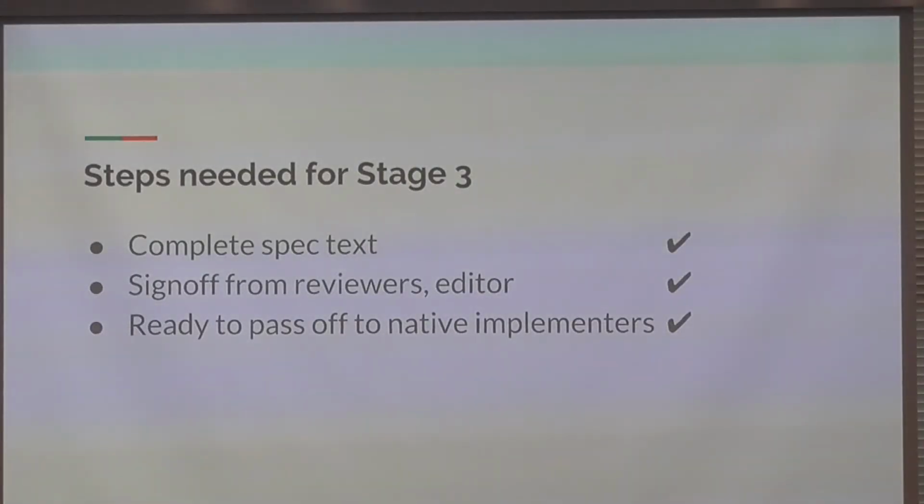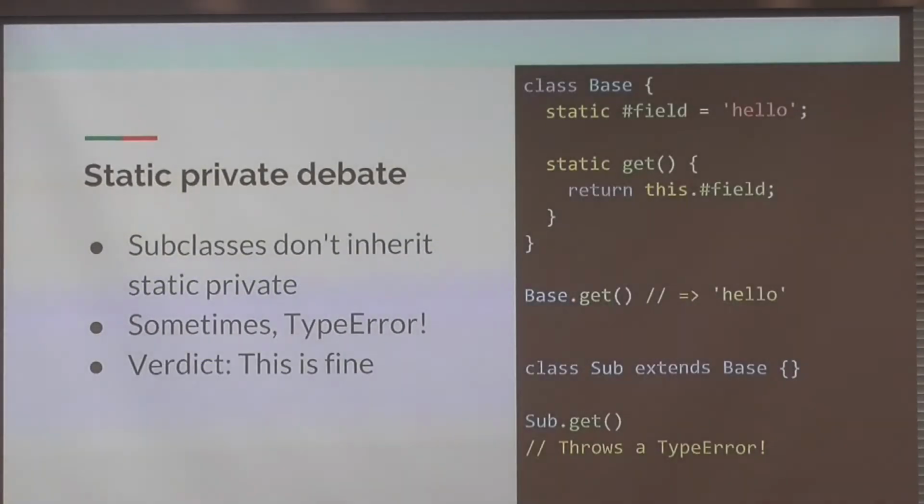So in stage 3, once we had this, we were able to advance to stage 3, meaning that we had complete spec text. We had a sign-off from the reviewers. The committee appoints 2 people to review the specification. And we decided it's ready to implement in web browsers. But once getting to stage 3, we still had some further intense debate.